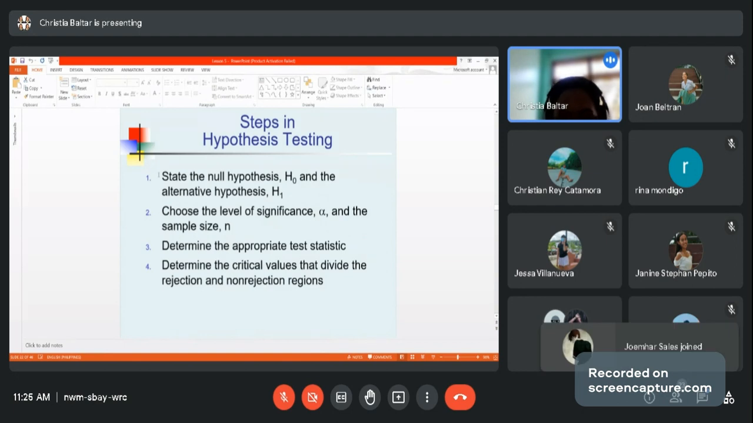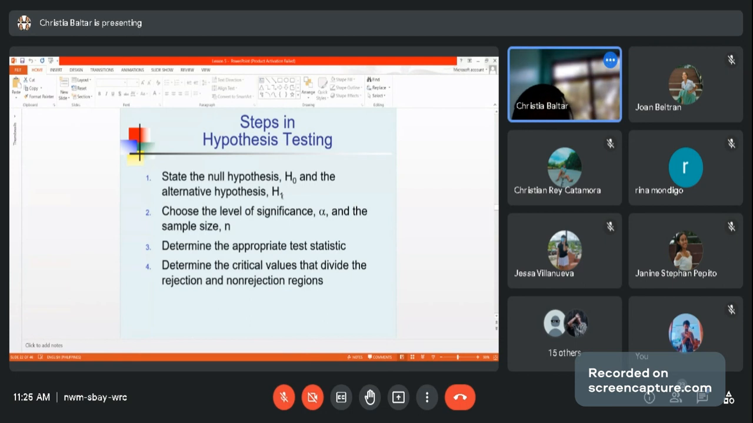So these are now the steps in testing the hypothesis. First, you have to state your null and the alternative hypothesis. If you already have your null, you use the symbol unequal, greater than, or less than for your alternative. You don't need to enumerate the three possible alternative hypotheses. When you use not equal, just use not equal. There is only one alternative hypothesis for every null hypothesis.